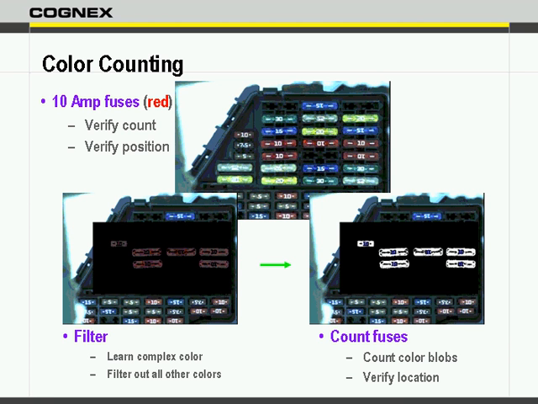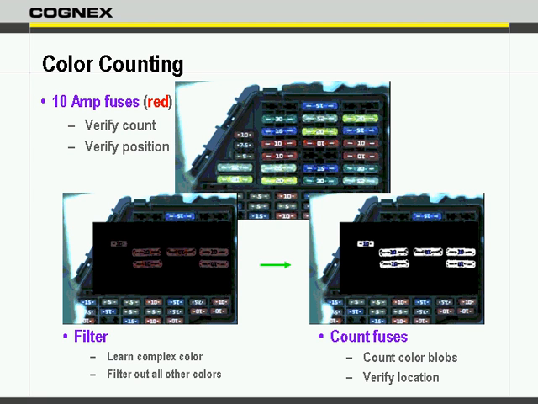So here's an example of a color counting application. This is an auto fuse box. You can see we've got a bunch of different fuses, 10 amp, 15 amp, 30, 20, and they're all different colors. So if we want to verify the location of a fuse and make sure that it's got the right fuse in the right place, there are two different approaches we could take. One is we could try to read the text. And for something like this, that may be a little difficult. The text isn't particularly clear here. It's a little bit easier in this scenario to go by color.